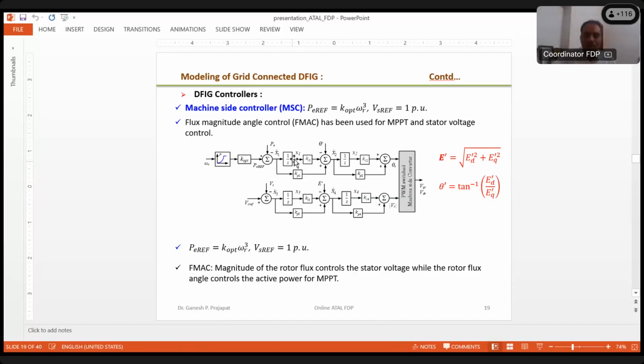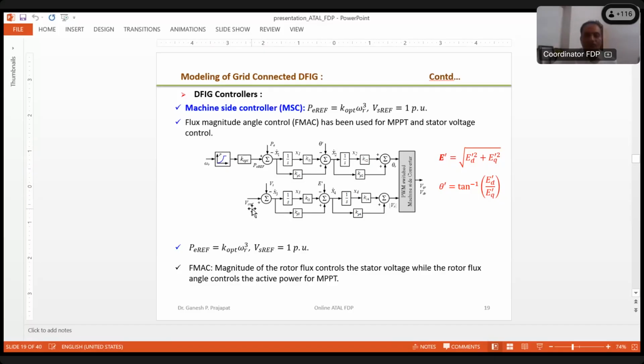This is one of the PI controllers, again KP1, KI1. Similarly, this is PI controller 2, and then 3, and then 4. The reference value corresponding to the maximum power point has been taken here. Here this omega r is the optimal rotor speed, which I have already talked about. Optimal rotor speed is that speed where the turbine gives the maximum power. So that has to be placed here because we need to get the maximum power. This decides the maximum power output of the wind turbine system.